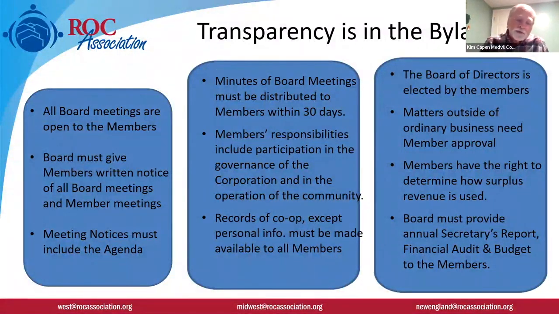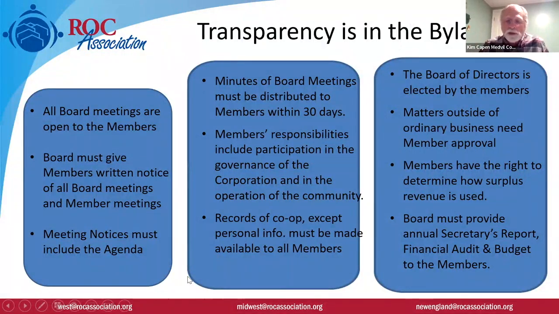So there are things that the board does on a day-to-day basis that have to be transparent. And then there are items that only members can approve. Budgets, extraordinary expenses, and that sort of thing need member approval. Members have the right to determine how surplus revenue is used. If you have a surplus at our annual meeting every year, we elect to put any surplus back into our capital fund, and that's a vote by the members. Only they can decide that.